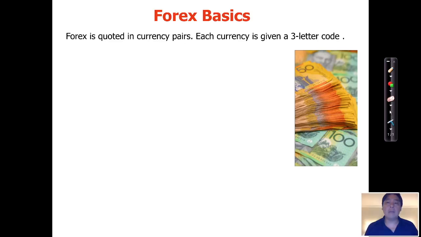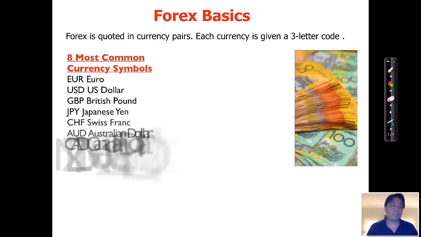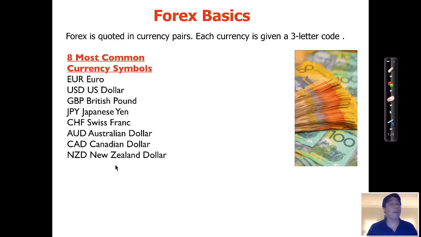Each currency is given a 3-letter code, and this is something that you have to memorize. EUR is the euro, USD is the US dollar, GBP is the Great British Pound, JPY is the Japanese yen, CHF is the Swiss franc, AUD the Australian dollar, CAD the Canadian dollar, and NZD the New Zealand dollar. These are the 8 most common currency symbols that we will be trading. We won't be trading Zimbabwe dollars or Singapore dollars. That's too exotic.